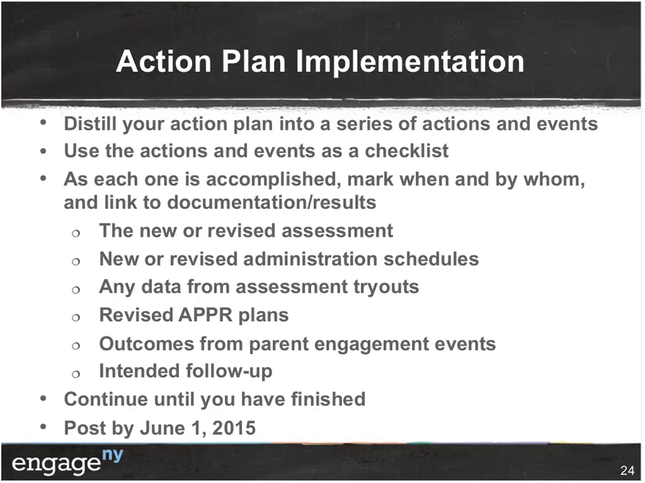And then link to the results. I don't mean a hyperlink there. I mean just somewhere you need to say, so what happened? Is there a new assessment? Yes, and here is where it is. Or is there a new assessment administration schedule? Did we do any tryouts? What was the data look like? Where is it? Just those very organizing kinds of things that will help keep you moving along with your plans. Continue until you've finished all the things on your action plan and post them by June 1st.